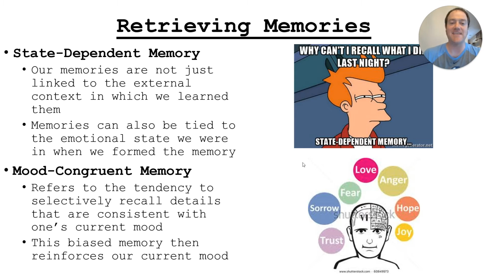Again, state dependent is external state, external context, emotion. Mood is the mood that you are in right now, which makes it easier to remember a similar mood memory, and then it reinforces the mood that you're in.